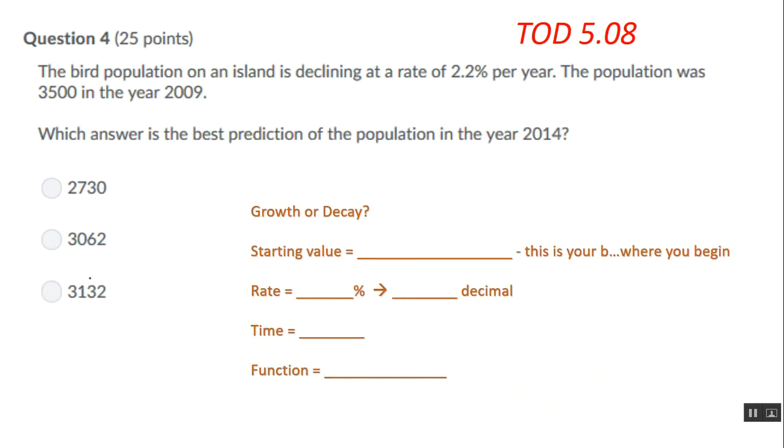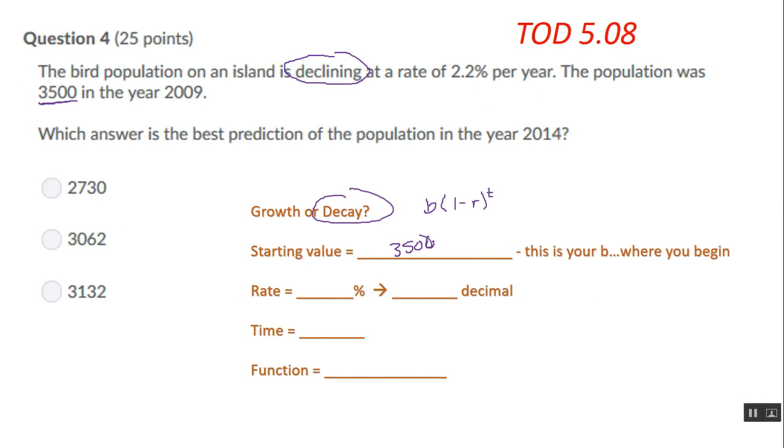Question number 4. The bird population on an island is declining at a rate of 2.2% per year. The population was 3,500 in 2009. Which answer is the best prediction of the population in 2014? So this is declining. It's a decay problem. So that's this formula. Notice it doesn't say anything about compound interest or interest at all, so that's how I know it's this formula. My starting amount of birds is 3,500.